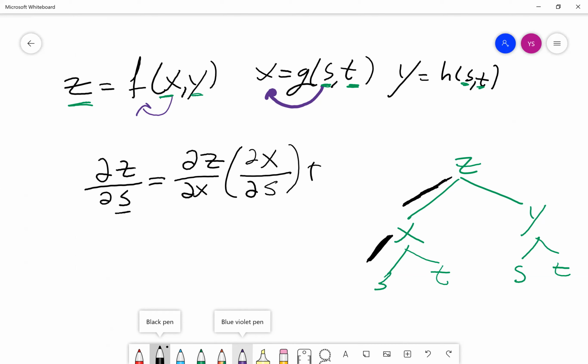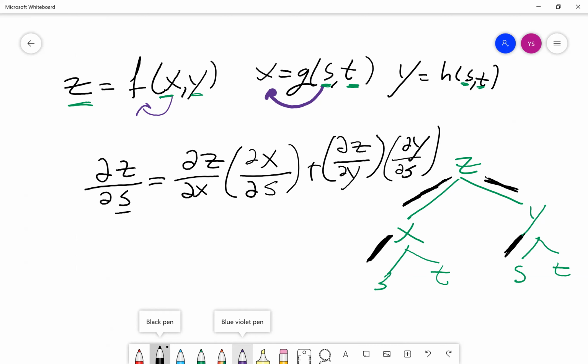Plus, how does my z change with respect to y? So the partial of z with respect to y times how does my y change with respect to s, right? A certain change in my s also changes my y. And that's how this tree helps you figure out what formula to write. It's just the path on the tree going down to s in one direction, and you put them together and multiply them. And then the path of the tree going down to s in the second direction, and you multiply them. Any questions?